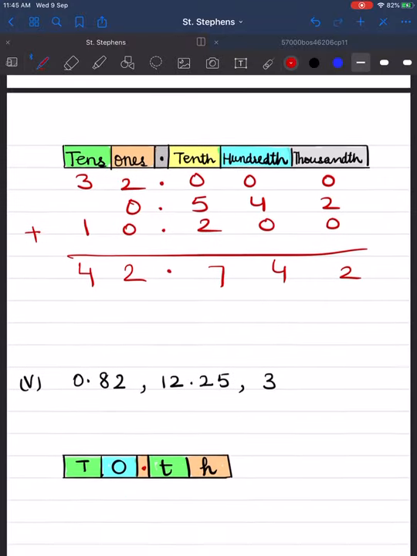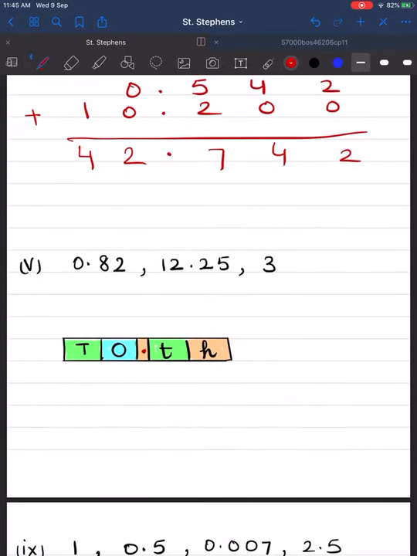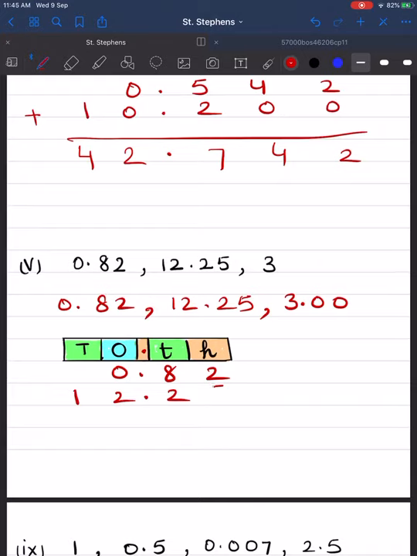Now let's do fifth part. Now let's convert the given decimals into like decimals having two decimal places. So we get here 0.82, 12.25 and 3.00. Now let's arrange them in the place value chart. So here we have 0.82, 12.25 and 3.00. Now let's add and we get here 7, 10, we write 0 and we carry 1, we get here 6 and 1. So we get 16.07.